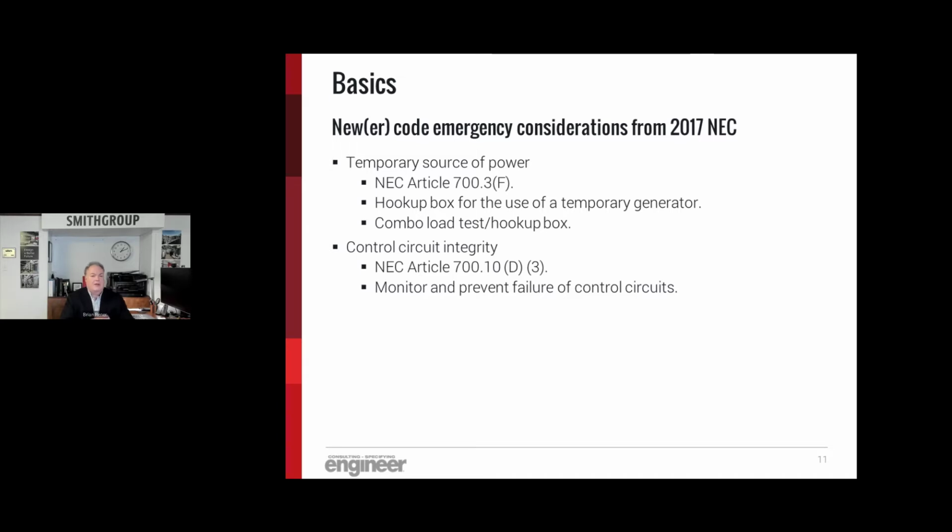The next section that's new or newer to the National Electrical Code is control circuit integrity. And this also applies to emergency generator systems, where you're going to have to monitor and prevent the failure of control circuits. The days of a pair of wires for your ATS or for your generator controller are gone. These are multiple wires with different types of monitoring should there be a fault or should there be a cut or interruption.